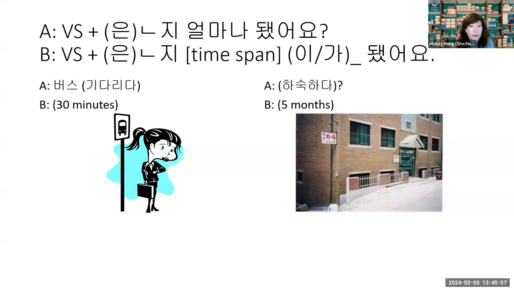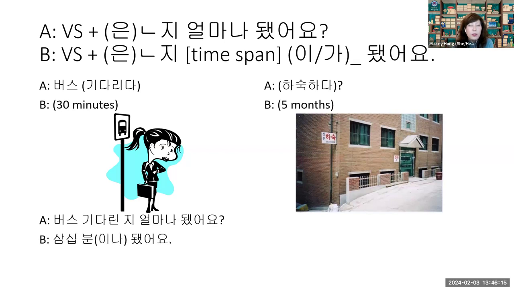How long has it been since you've been waiting for the bus? 버스 기다리다, you get rid of the 다, ends in a vowel, so just insert 니은 underneath. 버스 기다린 지 얼마나 됐어요? It's been 30 minutes. 30분 됐어요. If you say 이나, remember it's saying it's more than I expected to wait, as much as 30 minutes I've been waiting. If you just say 30분 됐어요, 30 minutes, no opinion. 30분이나 됐어요 is to say, it's been as much as 30 minutes, as long as 30 minutes.